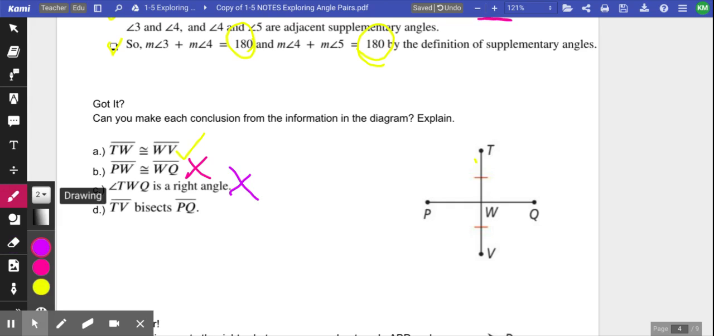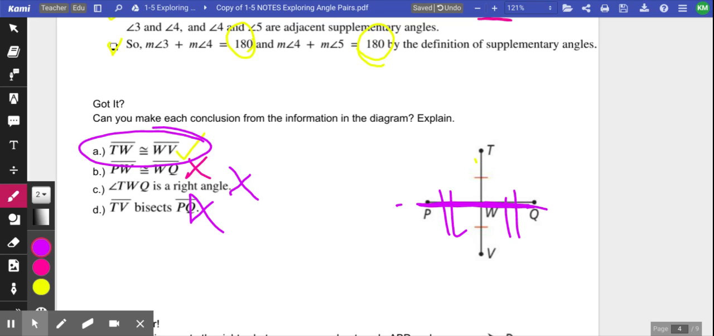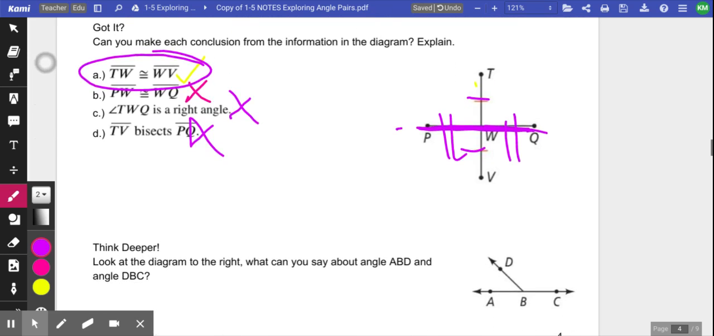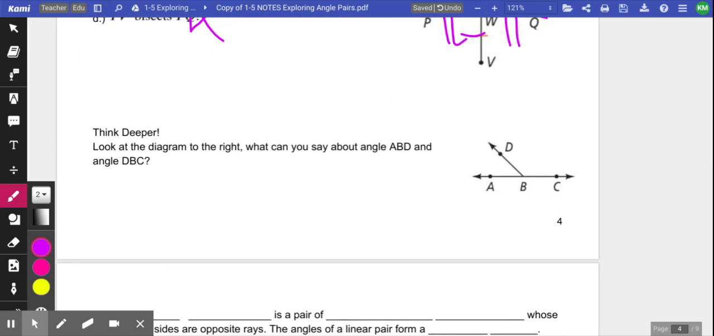And then it says that TV bisects PQ. Well, if PQ got bisected, I should have tick marks here, and I don't. So that is also incorrect. The only thing that I can conclude is the first one, because I have 2 tick marks here and here. Everything else is lacking tick marks, so I can't. All right, now let's take a look here and see what we can say.